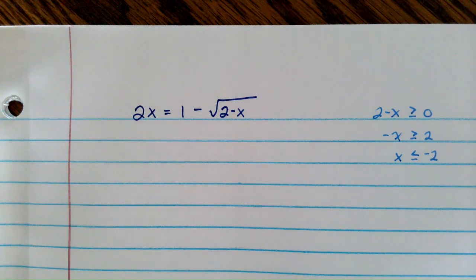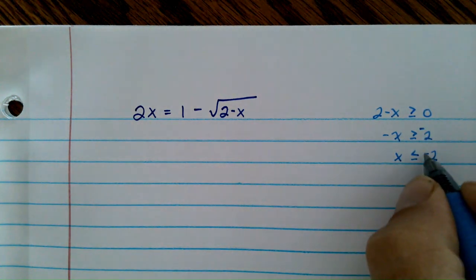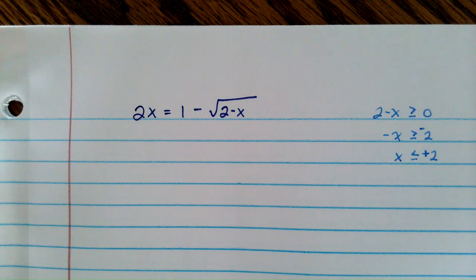Could I graph it and check? Absolutely, I could. This should have been a negative 2, so this should have been a positive 2. I'm making too many sign errors in my own head.